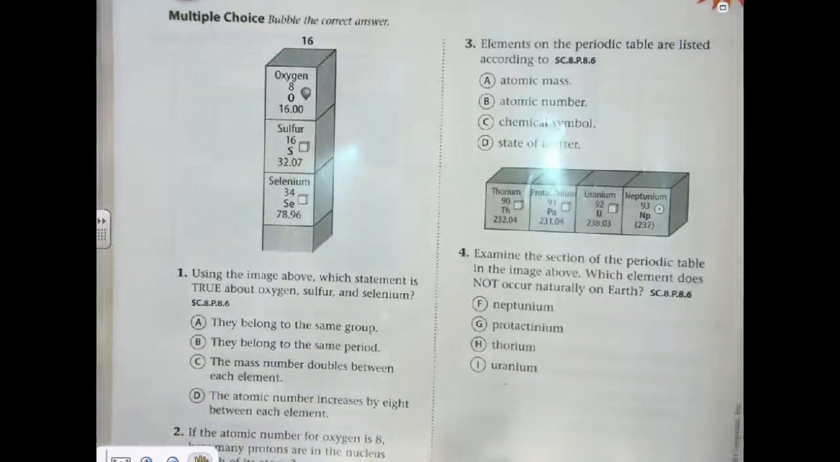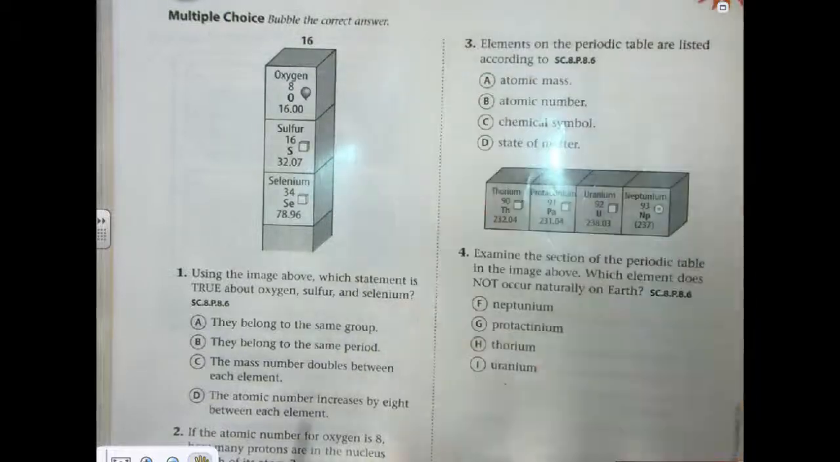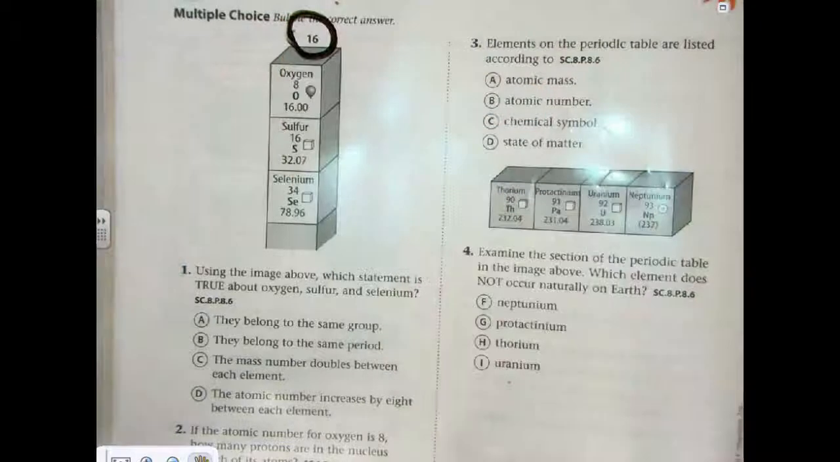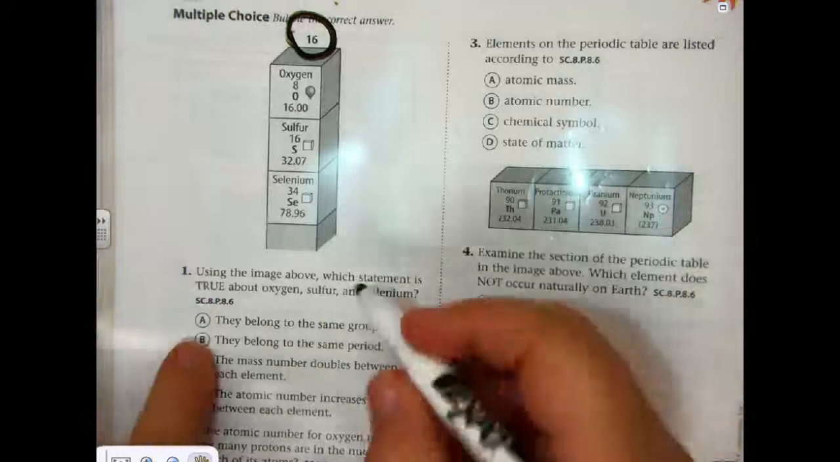Okay, so we're going to take up the test from last week. Let's look at question number 1. Using the above image, which is a column from the periodic table, which statement is true about oxygen, sulfur, and selenium? And you know that this represents the group number, which tells us that all of these are in the same column. They belong to the same group?